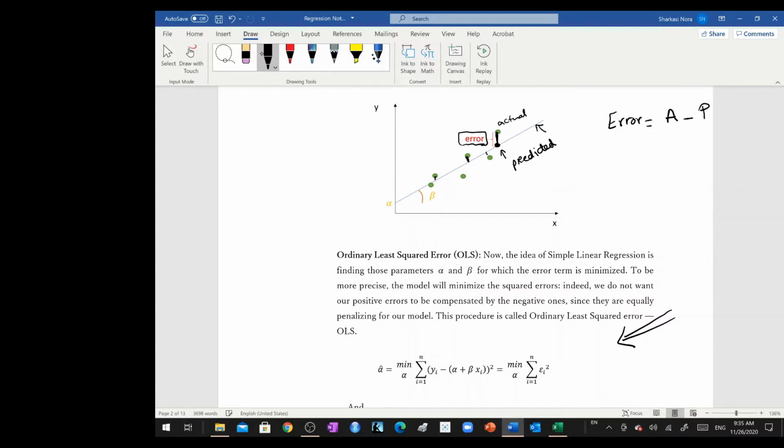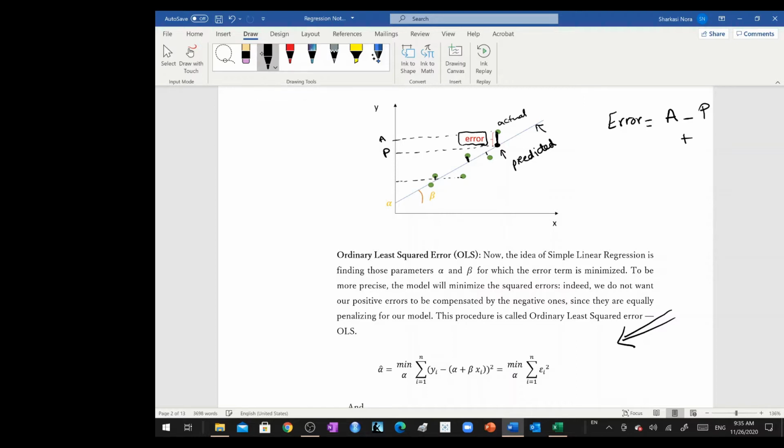So if the actual value is above the predicted value, this means the actual value is greater than the predicted value, right? This is the actual value on the y-axis, and this is the predicted value. So the actual value over here is greater than the predicted value. So this error sign will be positive.